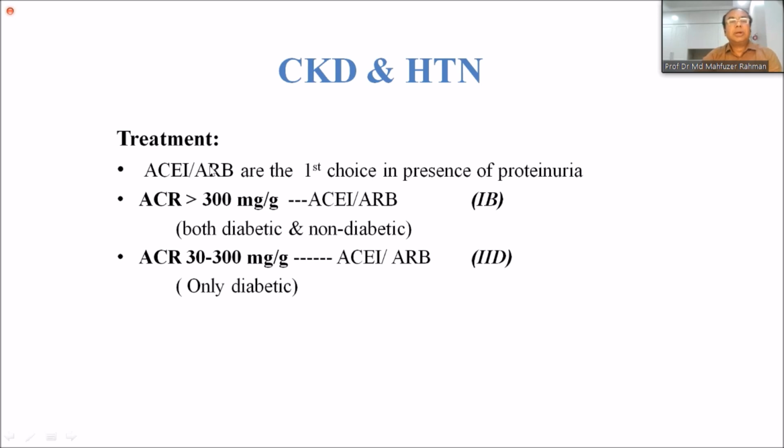ACE inhibitor or ARB are the first choice in presence of proteinuria. ACR more than 300: ACE inhibitor or ARB, both diabetic and non-diabetic. ACR 30 to 300: ACE inhibitor or ARB, only diabetic patient.